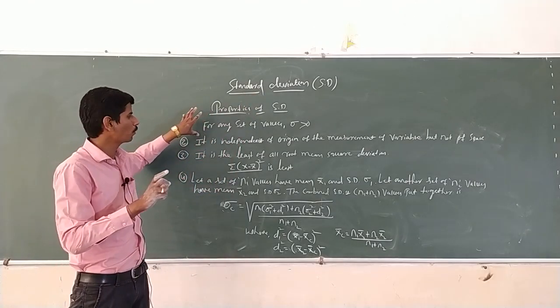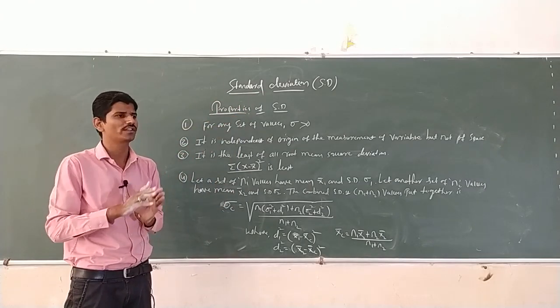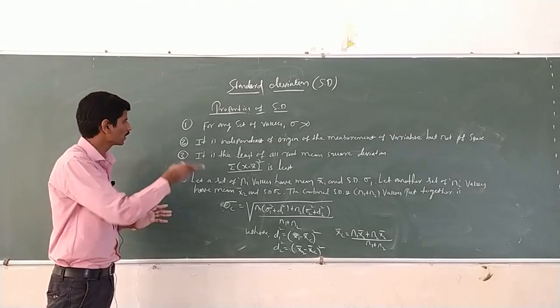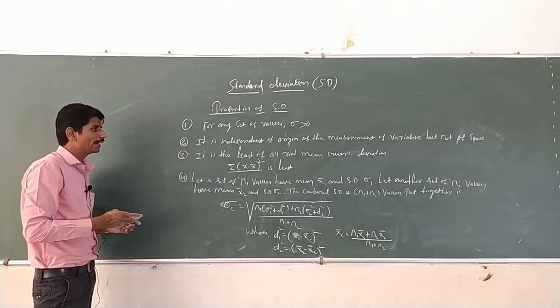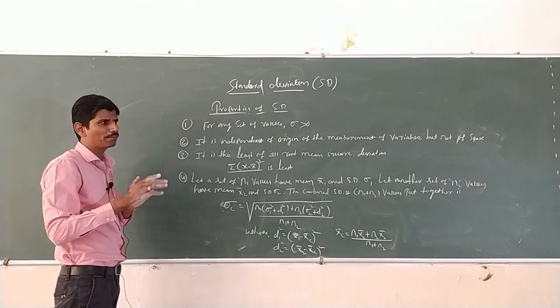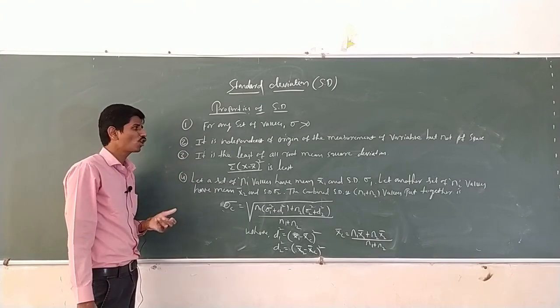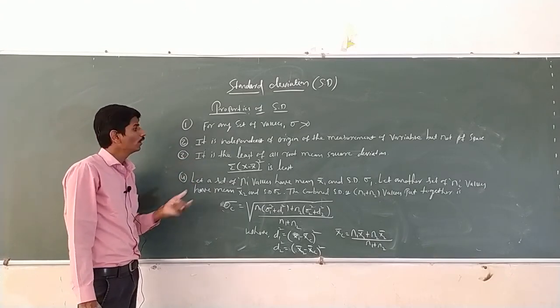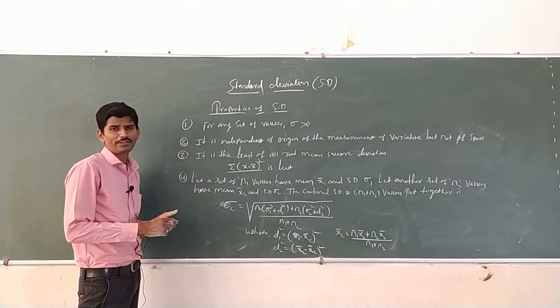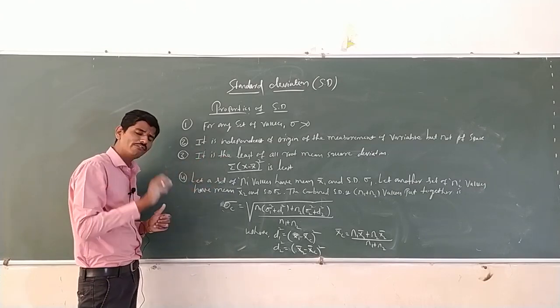Here the first property is what? For any set of values, the standard deviation sigma is always greater than 0. Second, it is independent of origin but not of scale. The third property is that it is the least of all root mean square deviations. Here the sum of x minus x bar whole square is always least.